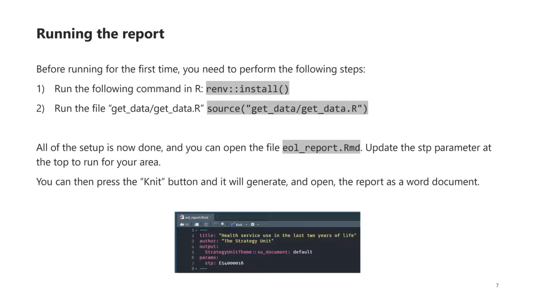Once you've chosen the STP that you're interested in, you can press the knit button that's at the top of the screen there, and that's going to open up the entire file, run it from top to bottom, and generate all of the charts and create a Word document which it will open once it's ready. This takes a couple of minutes because it is quite a large file.